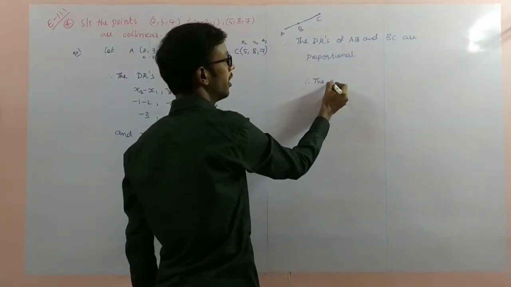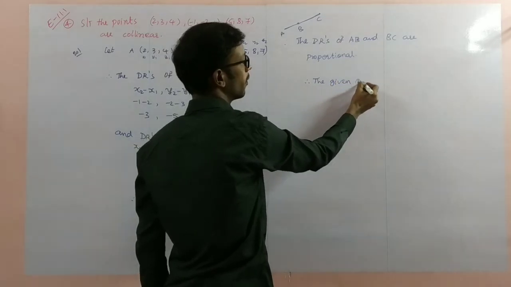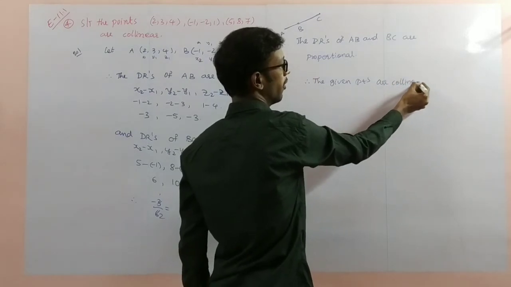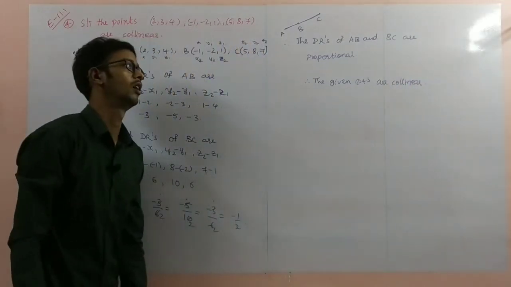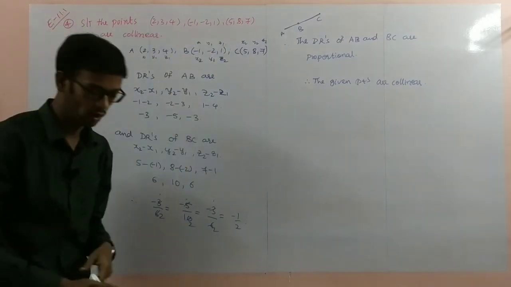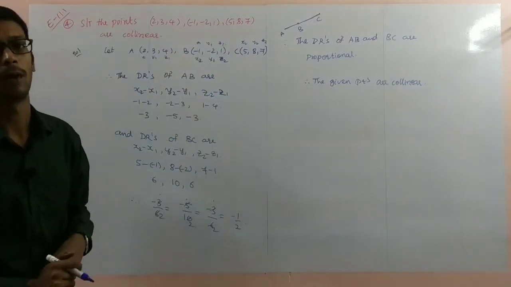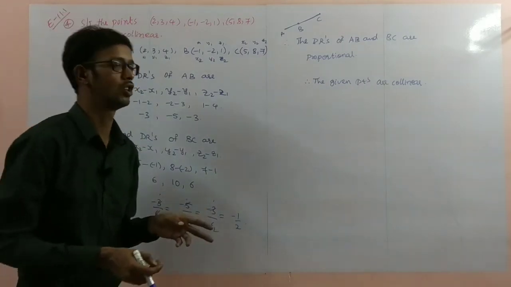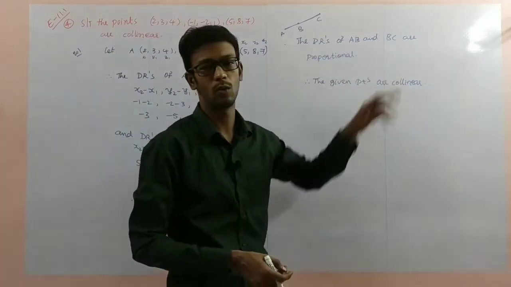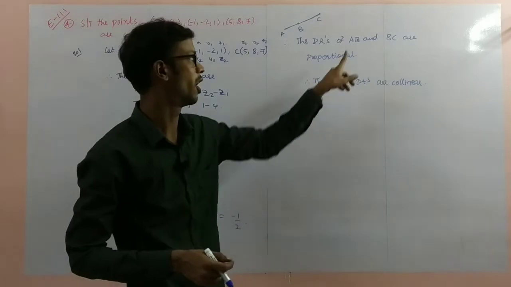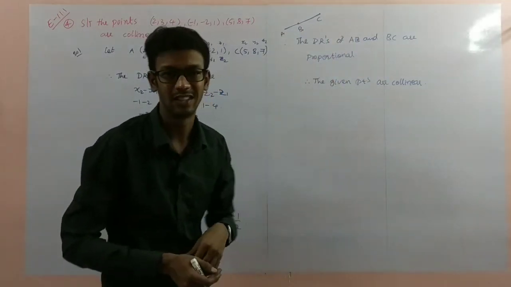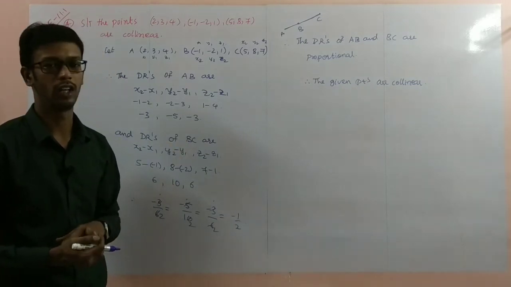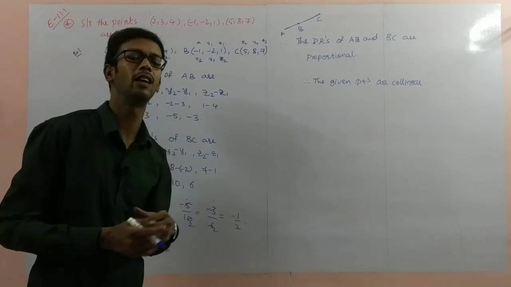Therefore, the given points are collinear. Given 3 points collinear means the direction ratios should be proportional. The direction ratios of AB and BC are proportional. That means AB is parallel to BC, but B is a common point for both, so it should be one single line. So ABC are on the same line, so that's why the points are collinear. Collinear means the 3 points lie on the same line.